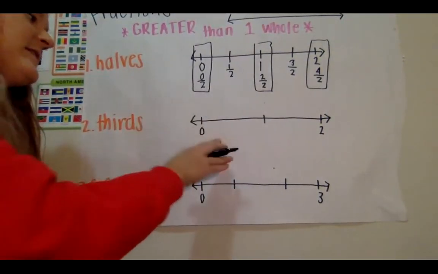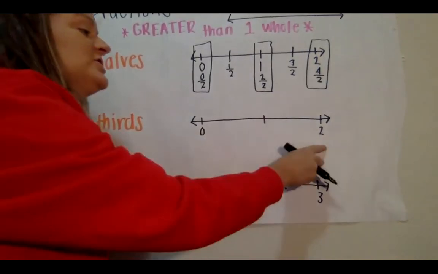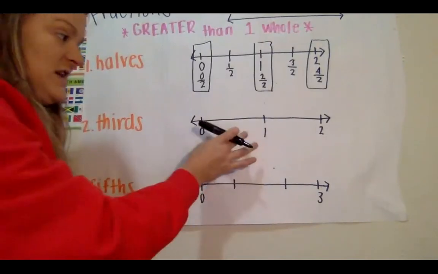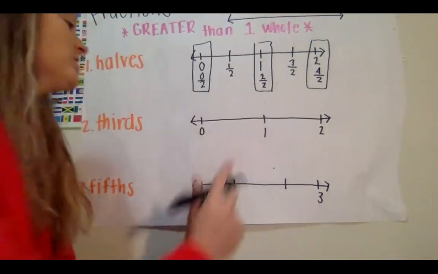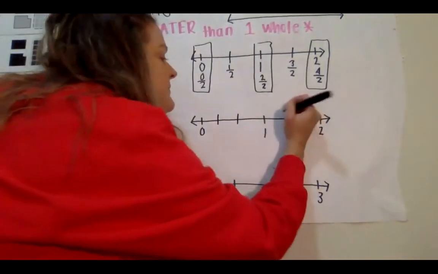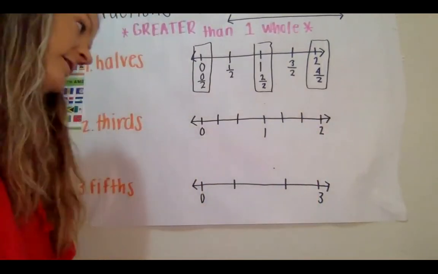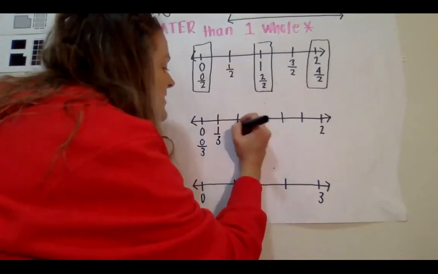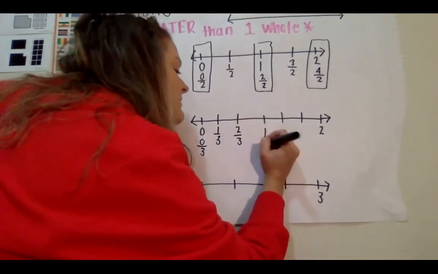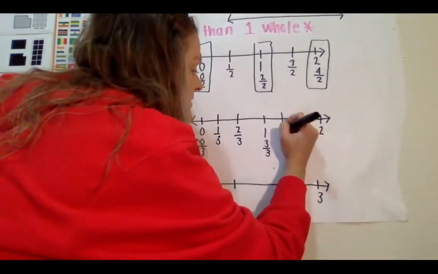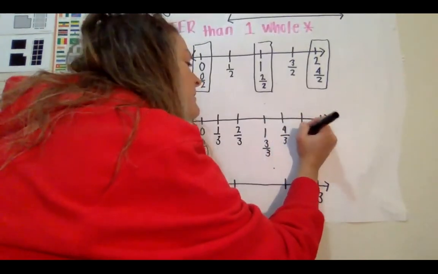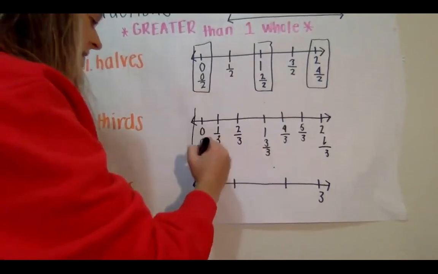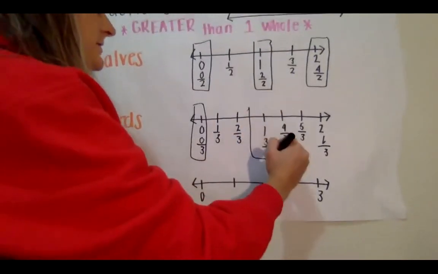Now let's look at number 2, says thirds. Again, before I can do anything, let's look at my number line. 0 to 2 again, which means I'm missing 1. Now I'm going to partition each whole into thirds by drawing 2 lines. 1, 2, 1, 2. And now I can write my fractions. 0 thirds, 1 third, 2 thirds, 3 thirds, 4 thirds, 5 thirds, 6 thirds. And I can go ahead and box whole numbers.